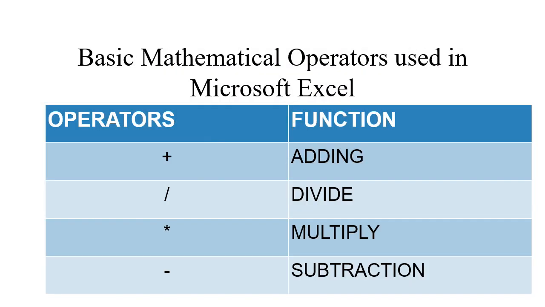Let's take a look at some of our mathematical operators that are used in Microsoft Excel. Here we have the plus sign that is used for adding. We have the backslash that is used for dividing. A star or an asterisk is used for multiplication, while the basic minus sign is what we use when doing subtraction.